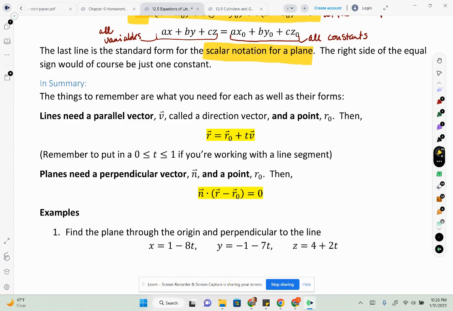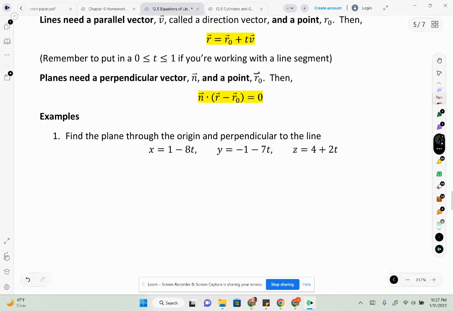If you're dealing with a line segment, you're going to throw a domain on that line that you just came up with to make sure it doesn't go beyond the two points. If you're dealing with planes, you need a point again, r naught. I forgot to put a hat on my r naught, so let me put it there. And then we also need a perpendicular vector. Once we have that perpendicular vector and our point, the vector equation of our plane is the normal vector n dotted with r minus r naught equal to 0. And then we're done. So let's look at some examples.